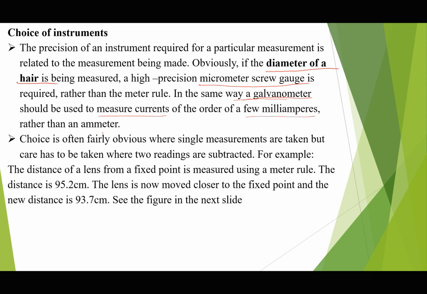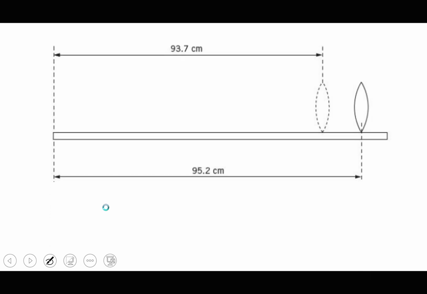For example, we have the distance of a lens from a fixed point, and it has been measured using a meter ruler. Remember, a meter ruler measures to one decimal place. The distance is 95.2 centimeters. The lens is now moved closer to the fixed point, and the new distance is 93.7 centimeters. This has been shown in the next slide. So the lens has actually moved between these two points. Obviously, we can tell this distance by simply subtracting.